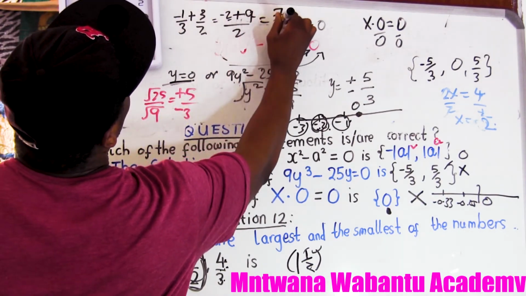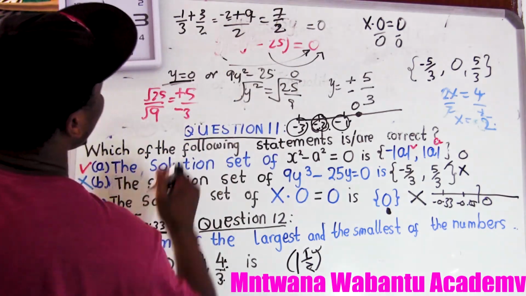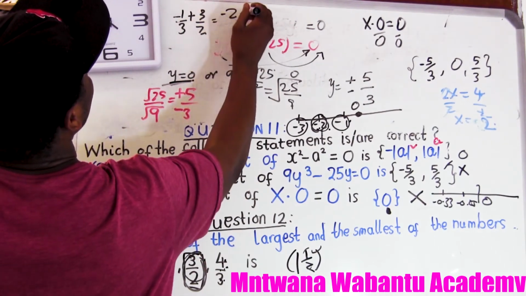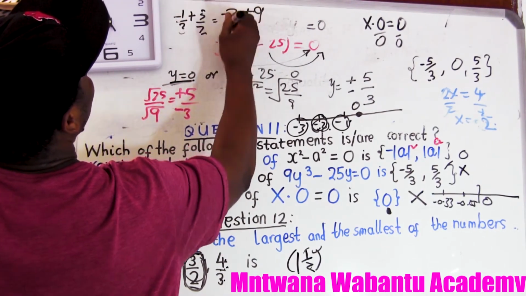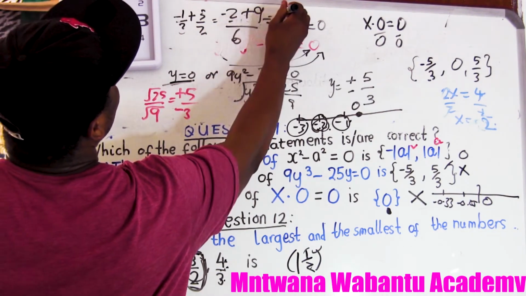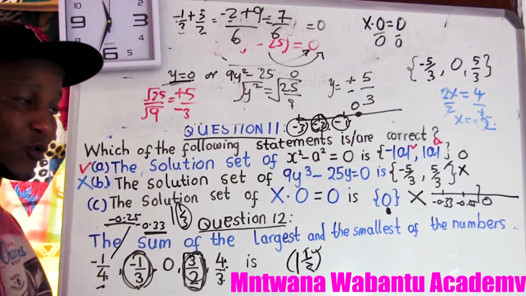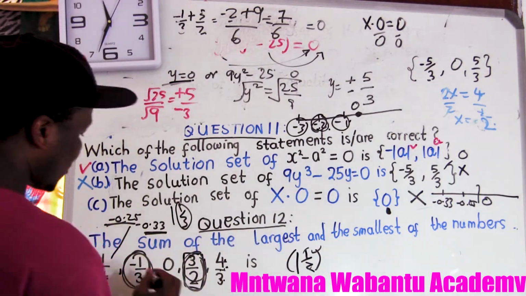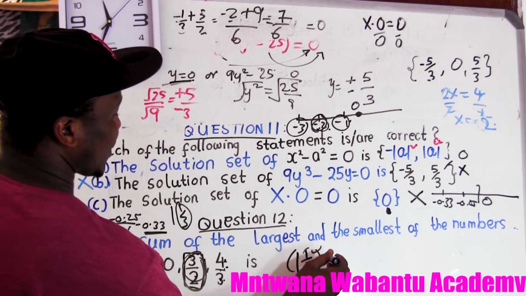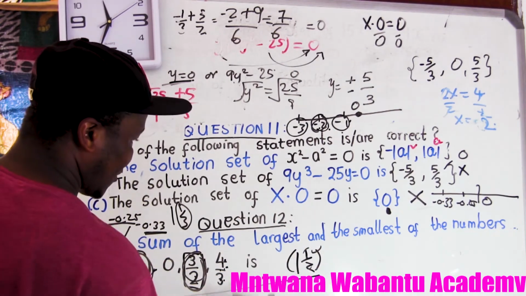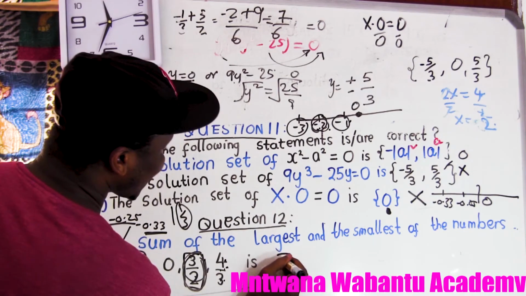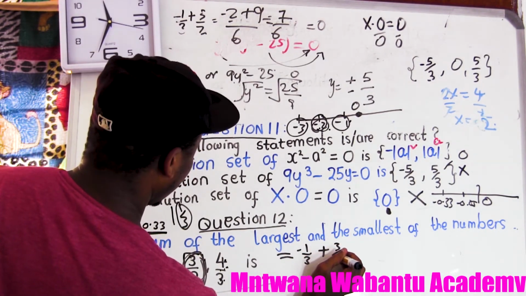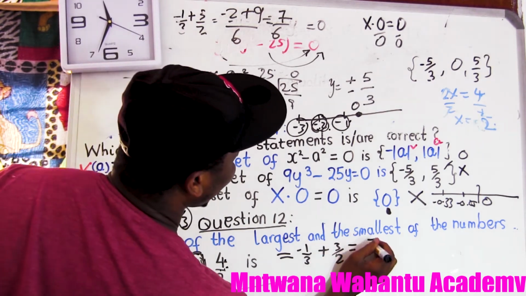Sorry. This and this, negative 2, plus this and this equal to 9. And then multiply these two, it gives me 6. So this is going to be 7 over 6. You can plug it in the calculator if you don't know how to do fractions. 7 over 6. So when you add the smallest and the biggest, it gives you 7 over 6. After adding the smaller and the bigger, negative 1 over 3 plus 3 over 2, this gives us 7 over 6.